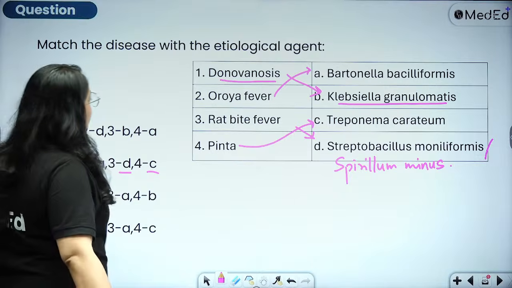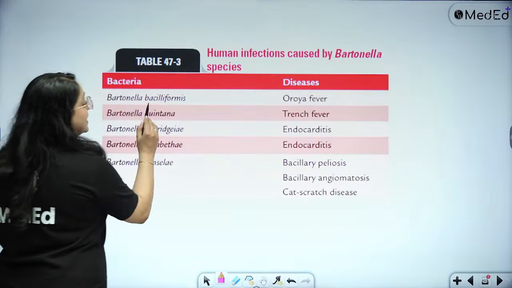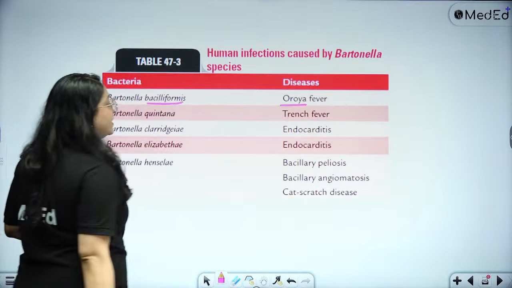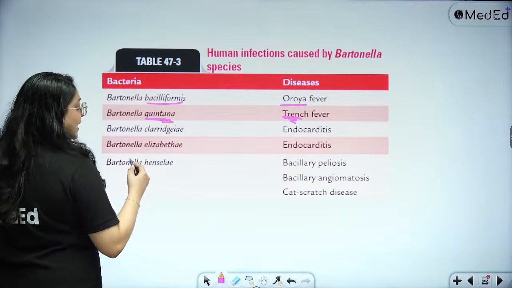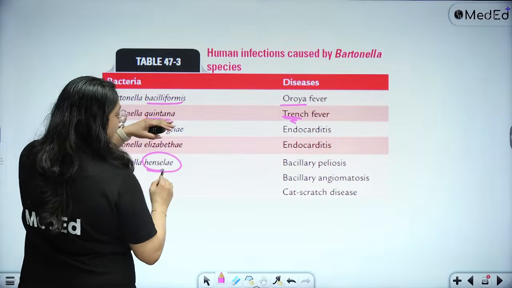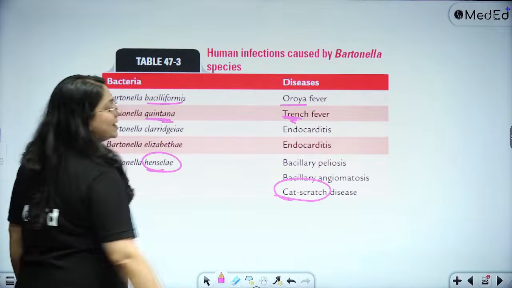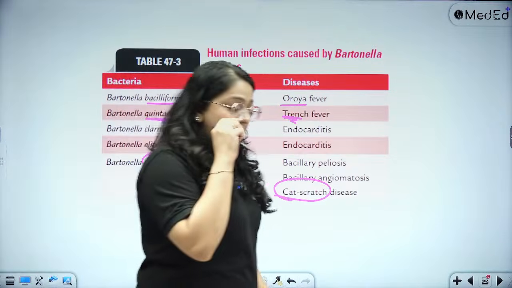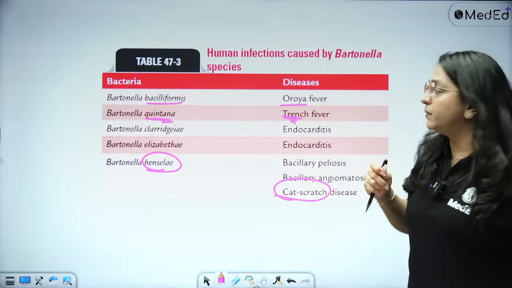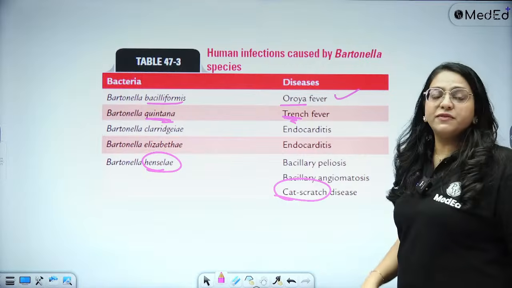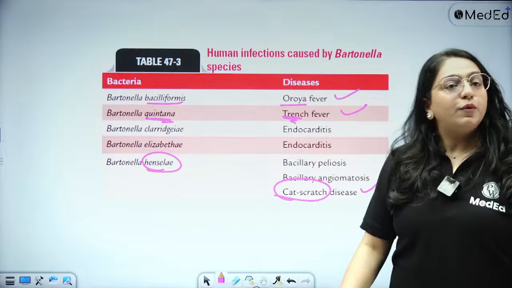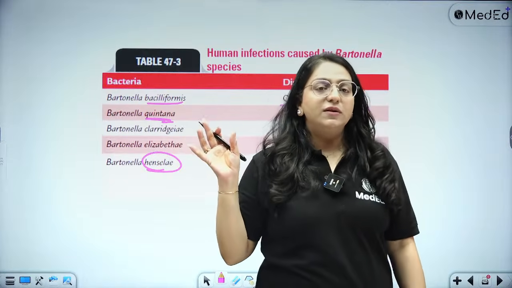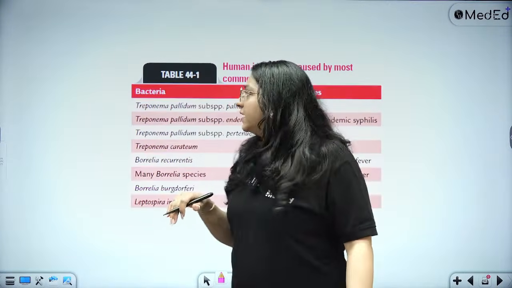This is it. So we talk about Bartonella. Bacilliformis is Oroya fever or Carrion's disease. Quintana is trench fever. And then you can forget all of these. Simply remember Henselae and cat scratch disease. These are the 3 important Bartonella you have to remember. Bacilliformis, Oroya fever; Quintana, trench fever; Henselae, cat scratch disease. Potential question because Bartonellosis is diagnosed at AIIMS Delhi, so they might ask it in INICET.